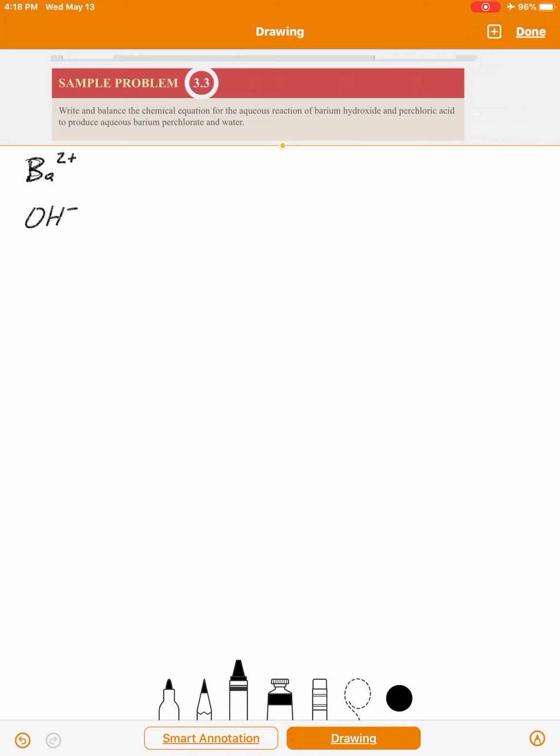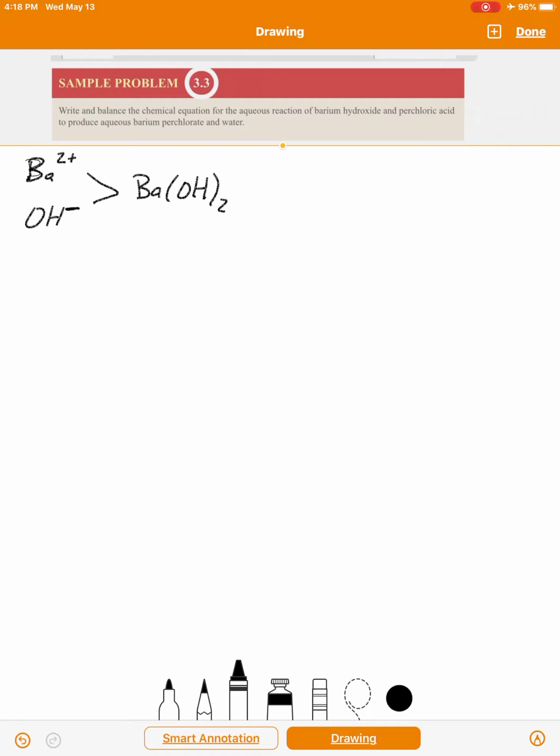So if you take a look at their charges, the barium has twice the charge of hydroxide. So if you're going to write a chemical formula, we need 2 hydroxides for every barium, right? Because if each of the hydroxides is -1, 2 of them would give you -2, and that would balance the charge of the barium, which is +2. That's the driving force behind the formation of ionic compounds: the charge of the positive ions, the cations, is equal to the charge of the negative ions, the anions. So there's our first reactant.